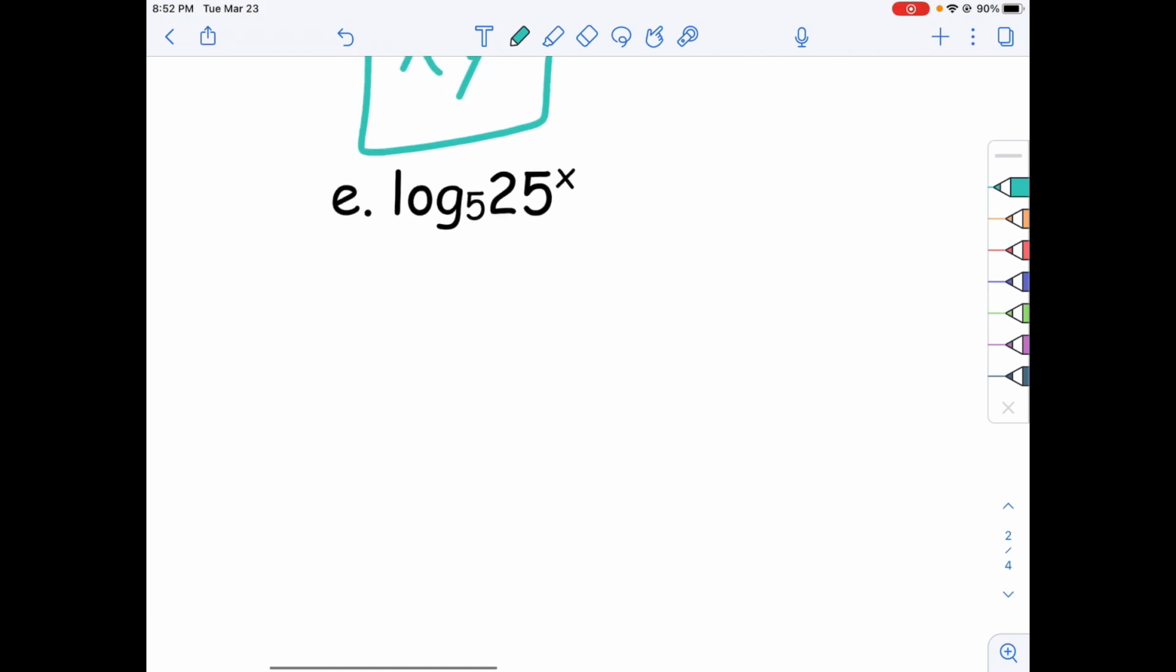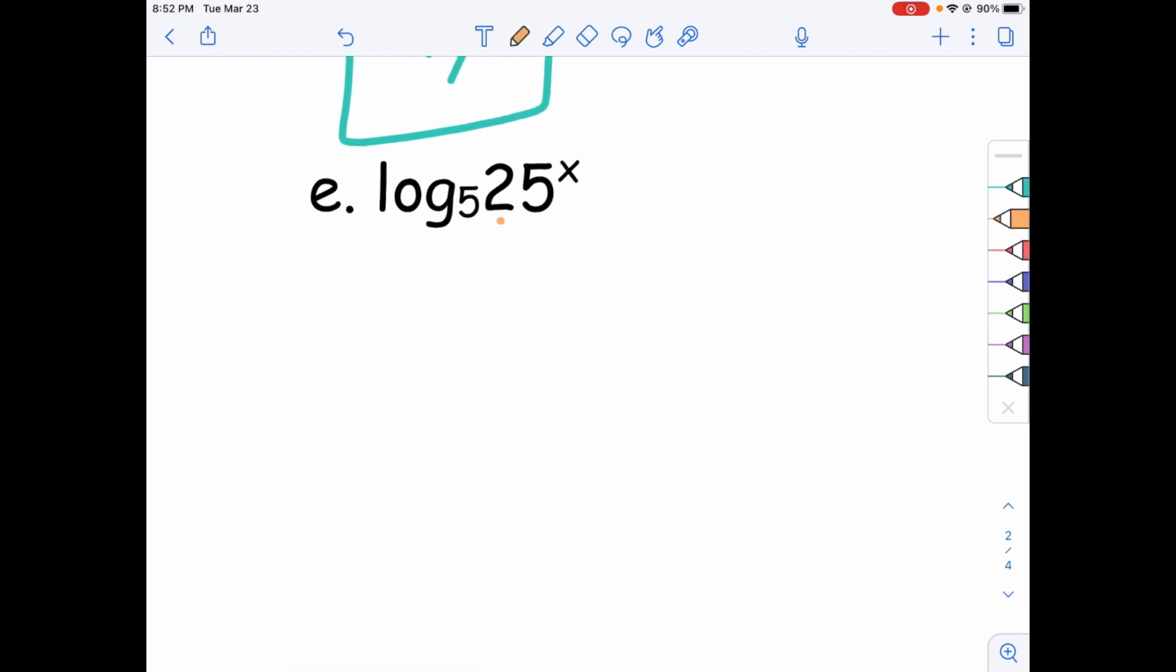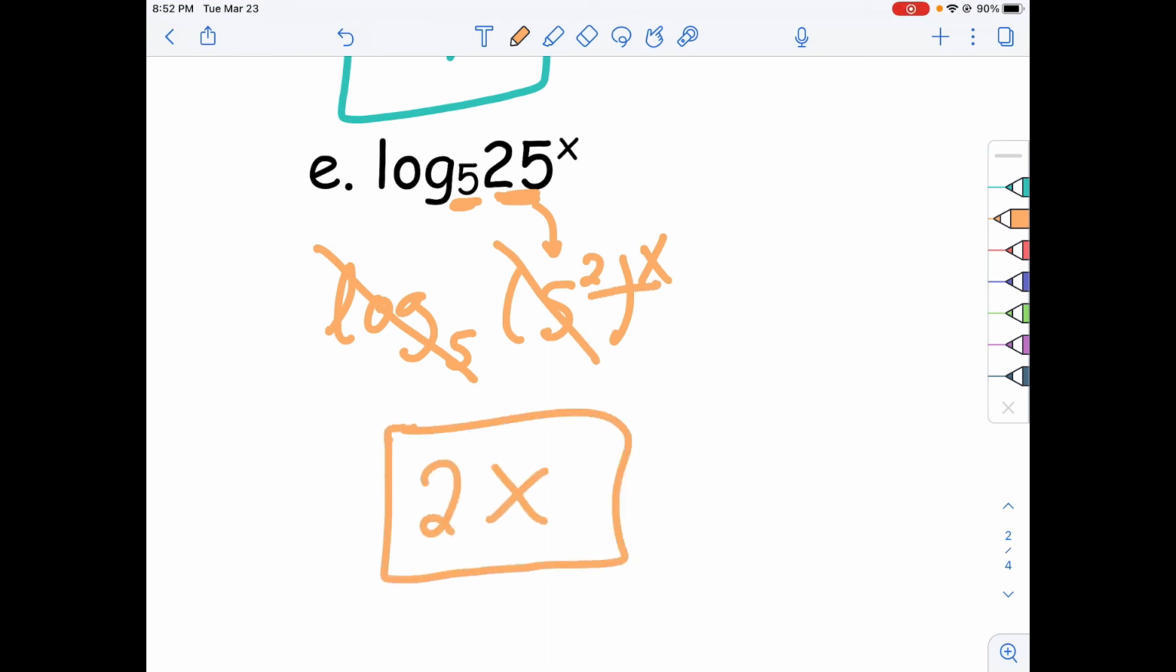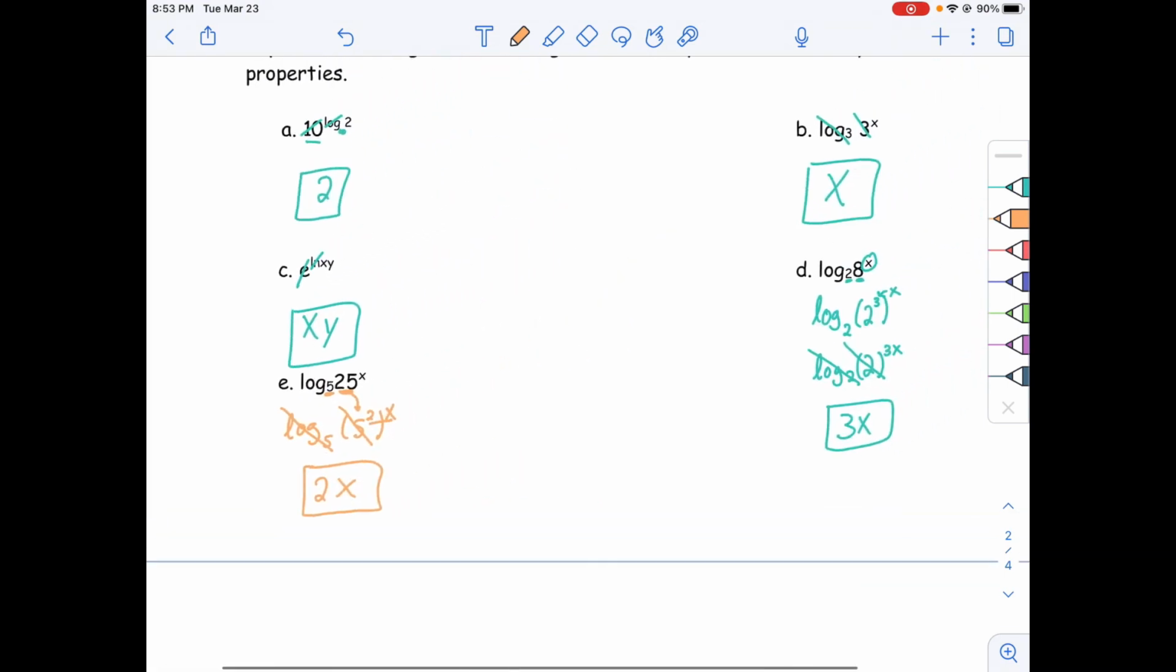All right. And then for this last one, letter E, same idea, right? How can we make 25 out of 5? So we go log base 5 of 5, but 5 is getting squared because we need 25. So raised to the x. Log base 5 cancels with 5 there. 2 multiplied by x leaves us with just 2x.